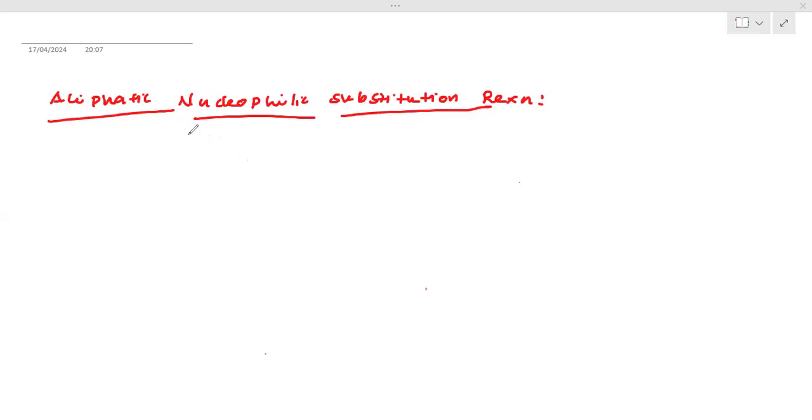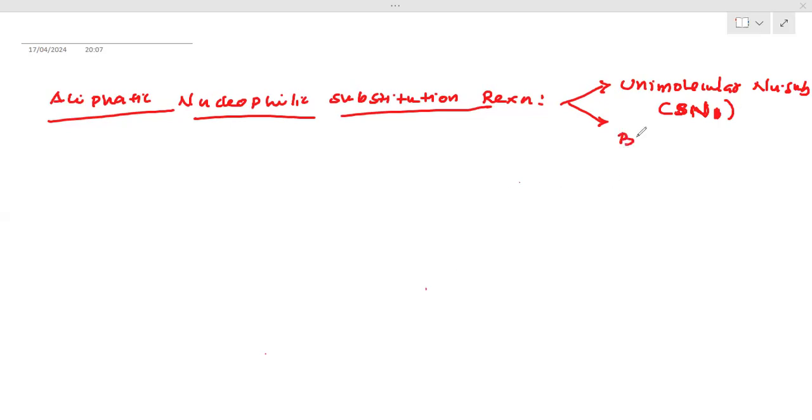One is unimolecular, the other is bimolecular. That's how we classify unimolecular nucleophilic substitution. We represent it as SN1. The 1 represents unimolecular, N is nucleophilic, and S belongs to substitution. So unimolecular nucleophilic substitution reaction is simply denoted as SN1.